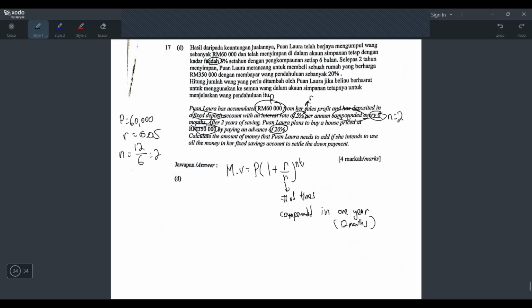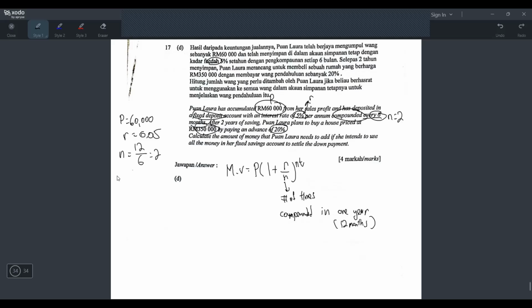That's why it's 2. What if I say compounded every 4 months? Then you take 12 divided by 4, and you will get 3. It means your N is 3. Like that. Okay. What if I say compounded every 12 months? Then my N is 1, because 12 divided by 12 is 1. Like that. Okay, and then we already know P, R, N.